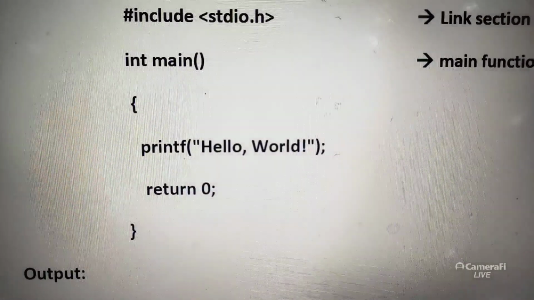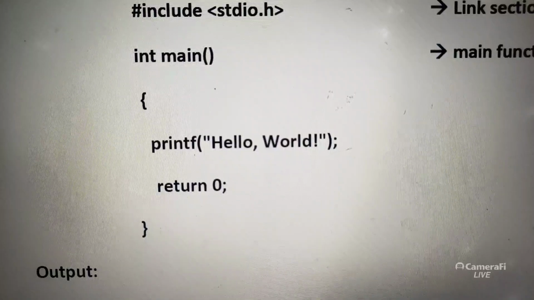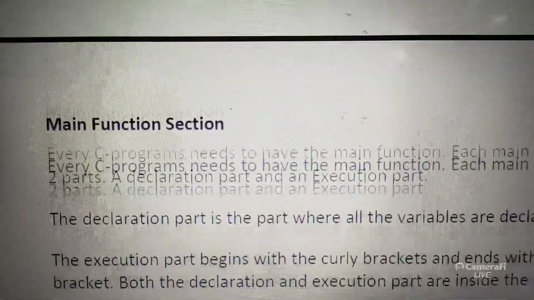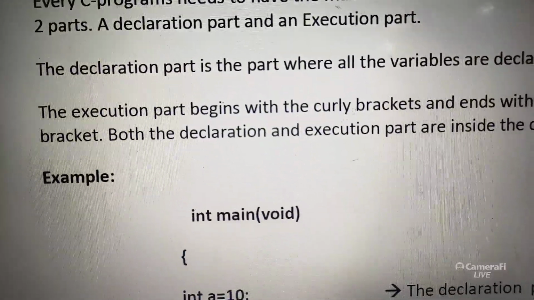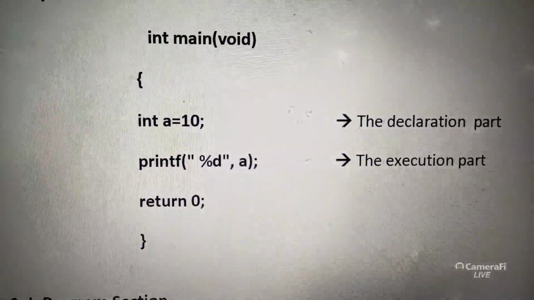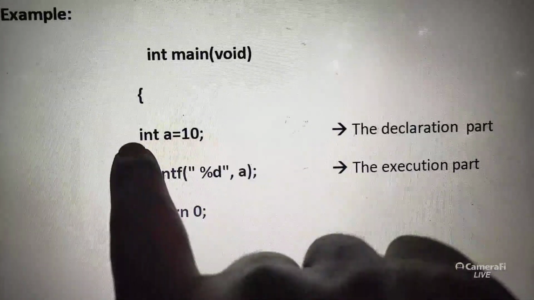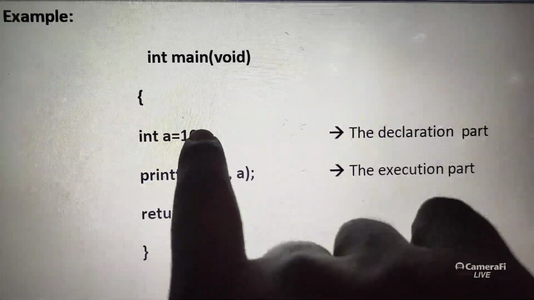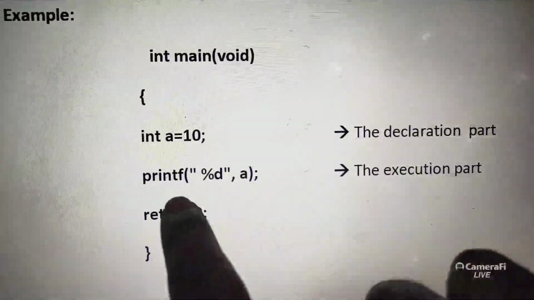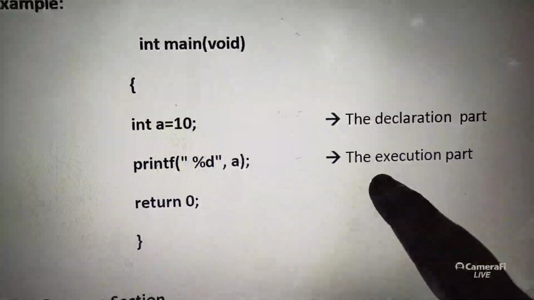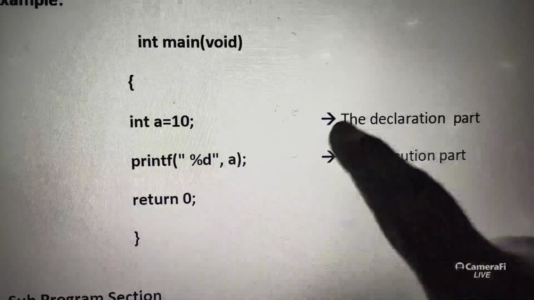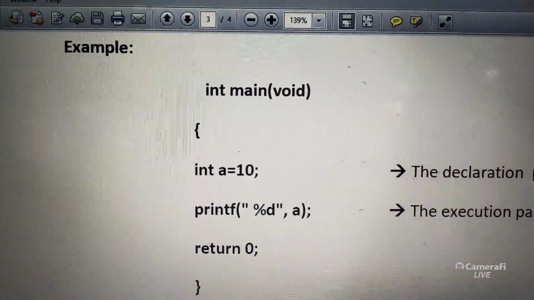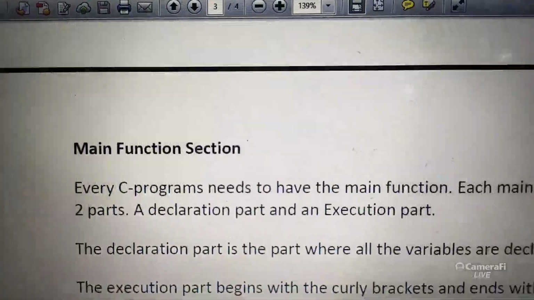Okay, every program should have a main method. Main method consists of two parts, declaration part and executable part. In the declaration part, all the variables, input values will be declared. If anything is there, then it will be skipped. Printf, a value is going to be printed, this is called the execution part. So the body of the program. So this main is compulsory for every program. So two parts are there.